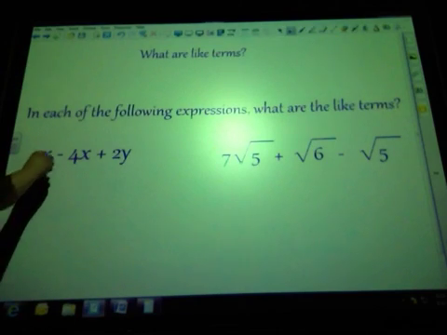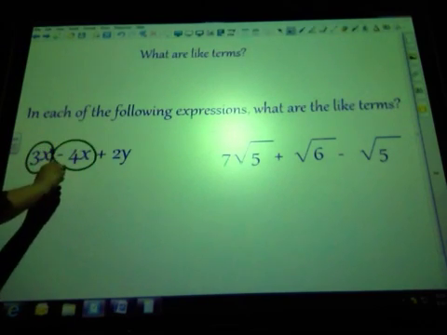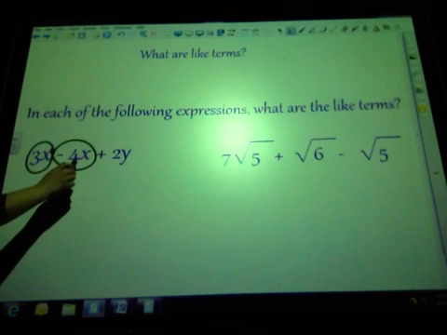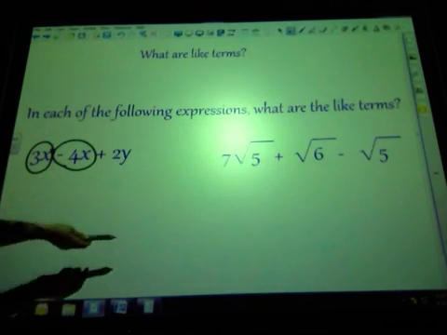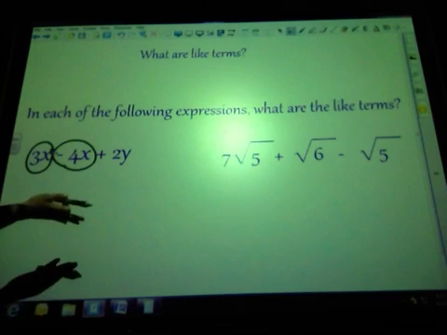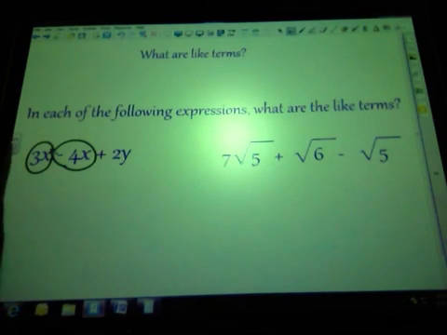You are right. They are the 3x and the negative 4x. 3x and negative 4x are like terms because they both have an x in them. 2y isn't a like term with them because it doesn't have an x. On the right-hand side, it's the same idea, except this time we're looking at what are the numbers underneath the square root signs instead of what are the variables.